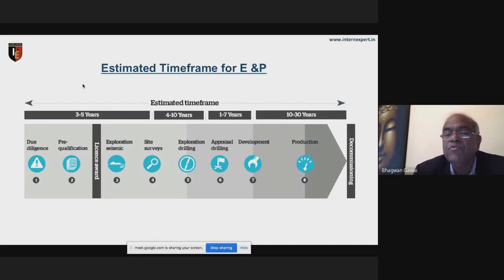In between, you have to do the maintenance. You have to inject different gases and reactivate the oil wells. Sometimes during production, after 5 years or 10 years, the production depletes. So what you have to do is reactivate those oil wells, and you start getting more production. So these are the time frames from exploration to production.